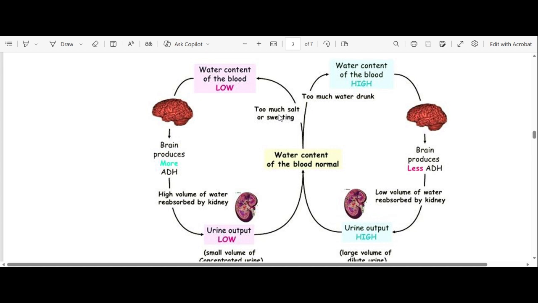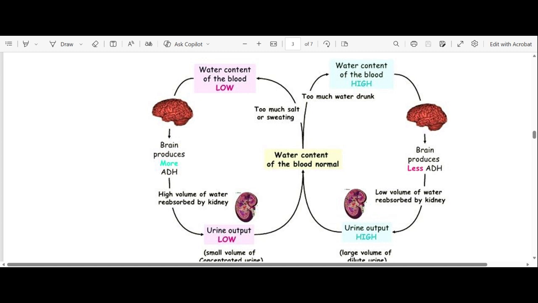Maybe you ate too much salt or you've been sweating. So we'll also establish a relationship between salt and water. What's the relationship between the two? When you eat a lot of salt, that decreases your water levels. I'm sure you've seen this whenever you're eating something very salty. After, you become very thirsty because a lot of salt diminishes the amount of water that's in your body.